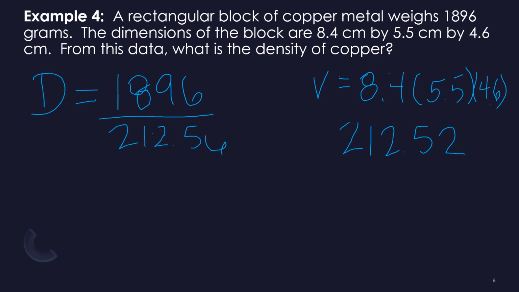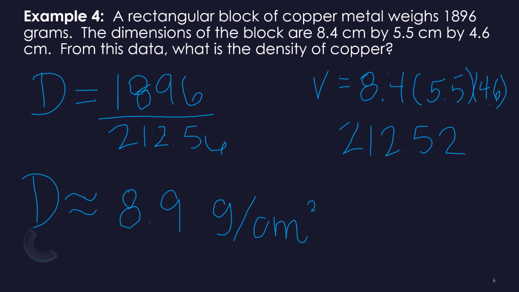And then once I have that, then I will do 1,896 divided by the 212.52. And then here for that one, it would be okay to round. It's going to be approximately 8.9, we'll just round to the tenths, and that would be in grams per centimeter cubed. And it's centimeters cubed because the dimensions of the block were all in centimeters.